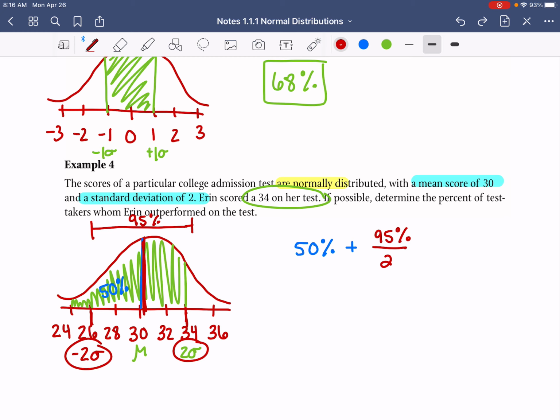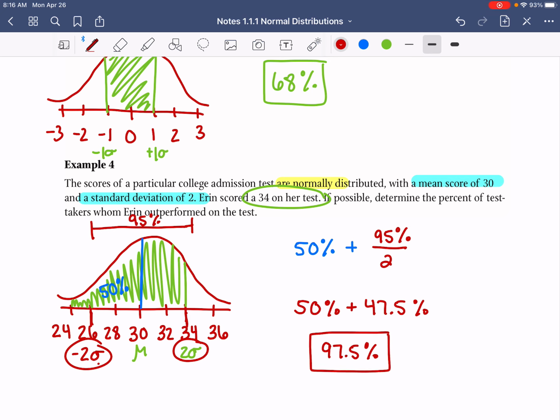From the blue line to this line, I should have switched colors, but from the blue line to here, we're going to find this piece by taking half of 95, because from -2 to +2 standard deviations, 95% of the data lies under the curve. So then we're going to add 50 plus half of 95, which is 47.5. And when you add those together, you get 97.5%. So determine the percent of test takers whom Erin outperformed. Erin outperformed 97.5% of test takers.